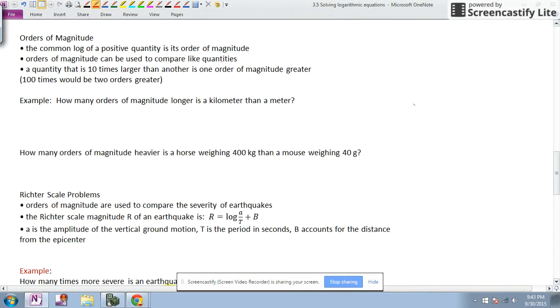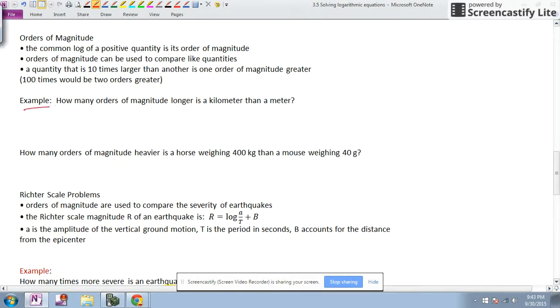All right, excellent work. Now let's talk about orders of magnitude, kind of a geeky topic, but orders of magnitude are when something is 10 times bigger than something else. And that's one order of magnitude. If it's 100 times bigger, then it's 10 to the second, which means it's 2 orders of magnitude. If it's 1,000 times bigger, that's 3 orders of magnitude. So every power of 10 is what we call an order of magnitude.